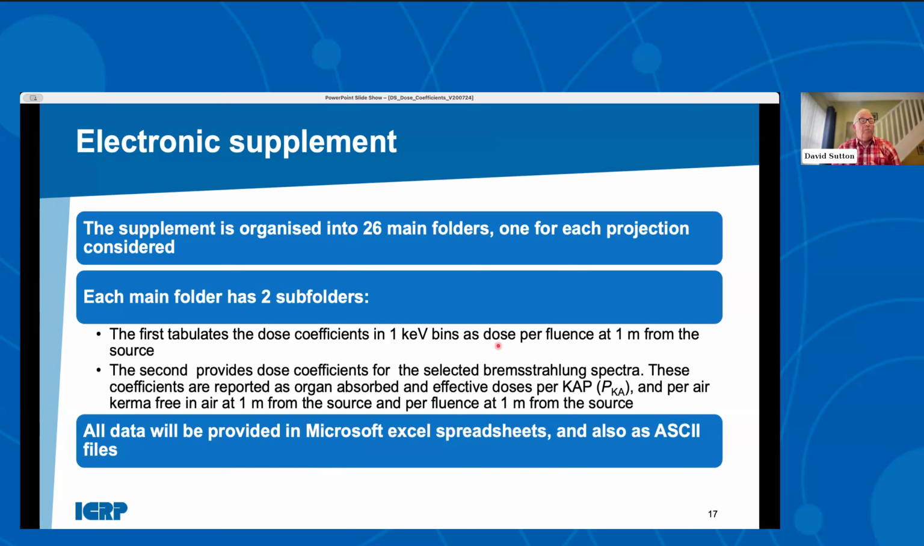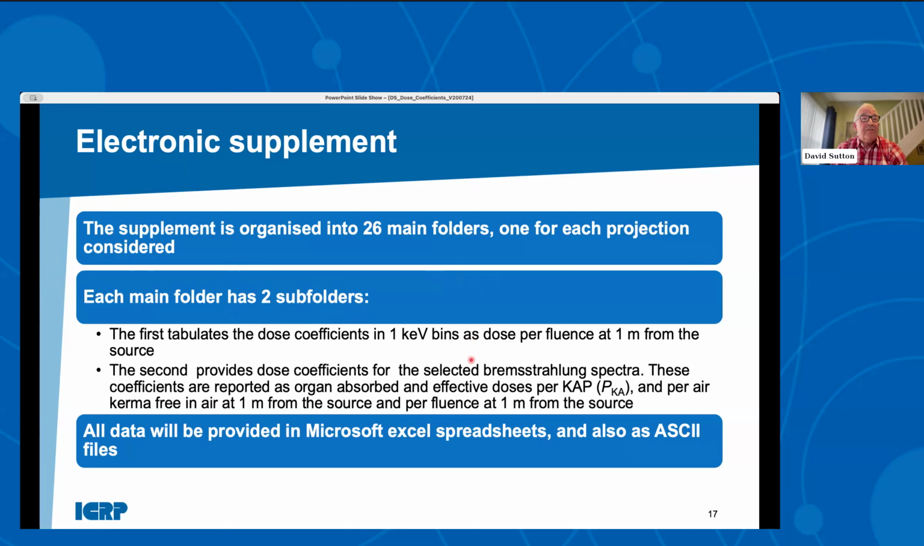The supplement will be organized into 26 main folders, one for each of the projections considered. Each folder will have 2 subfolders as shown here. The first will tabulate the dose coefficients in 1 kV bins as dose per fluence at 1 meter from the source.